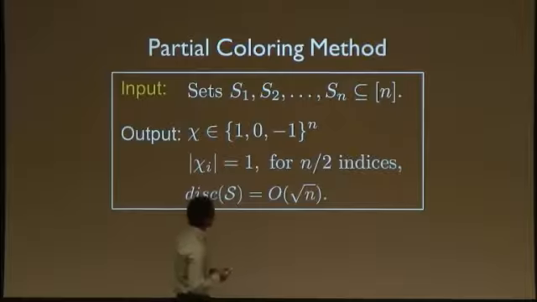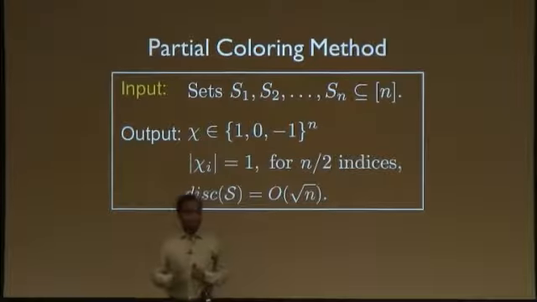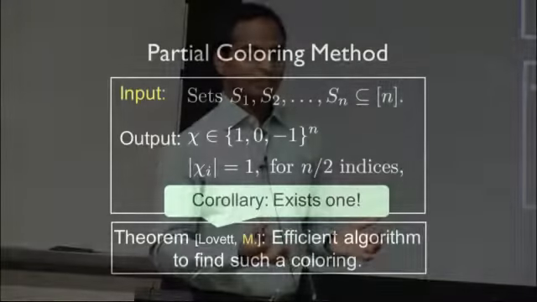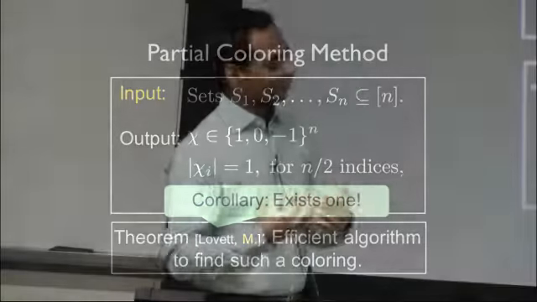So it's square root of what? Number of sets or number of elements? Oh, here it's square root of number of variables, number of elements, times log of m over n. That's the precise bound. And our main result is that there is an efficient algorithm to find such a coloring. And that's what I'll talk about. And because there is an efficient algorithm to find such a coloring, as a corollary, we get that there exists one such coloring, which was the main point of the previous results.